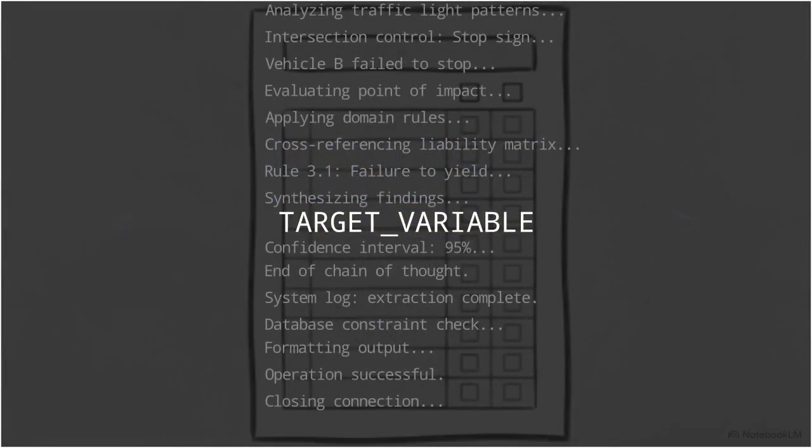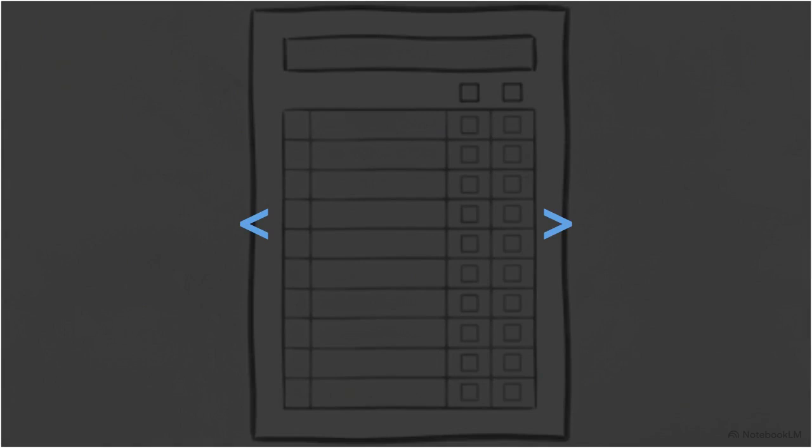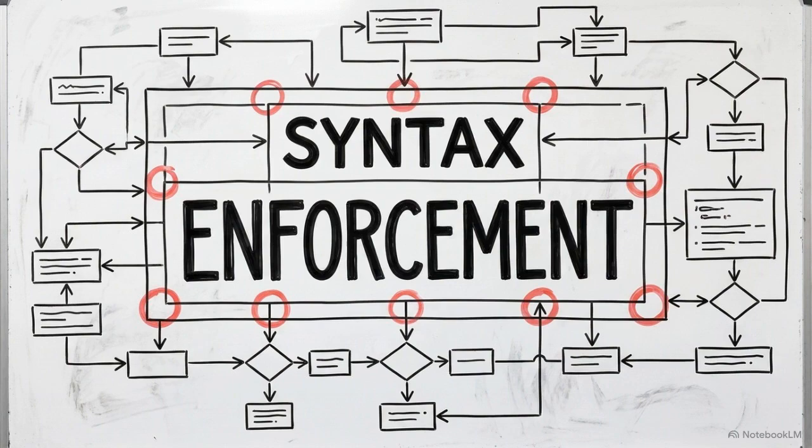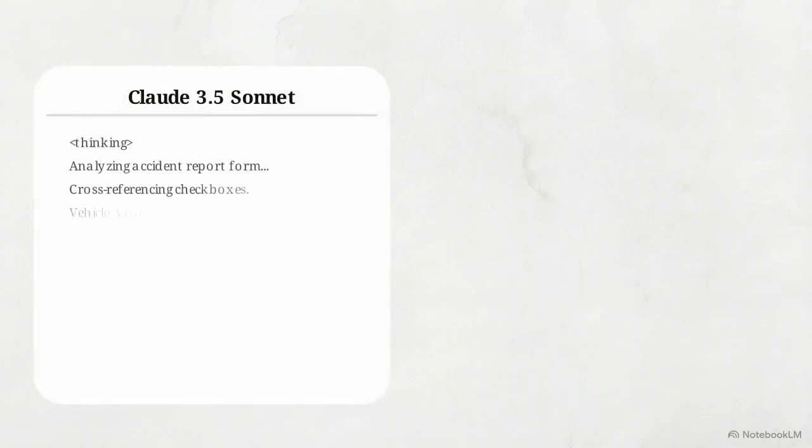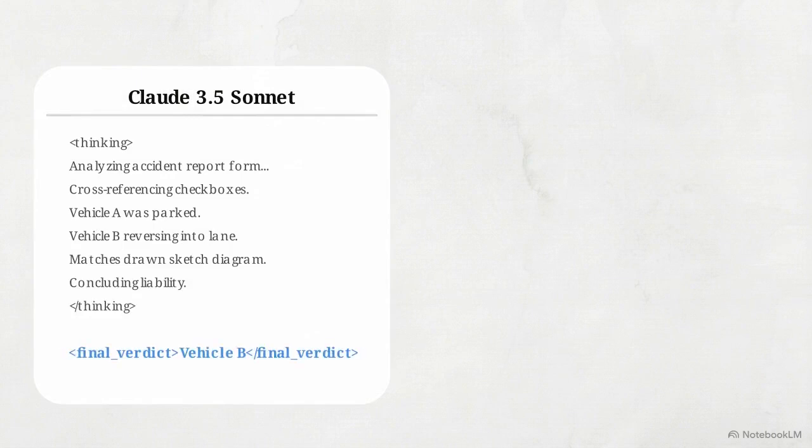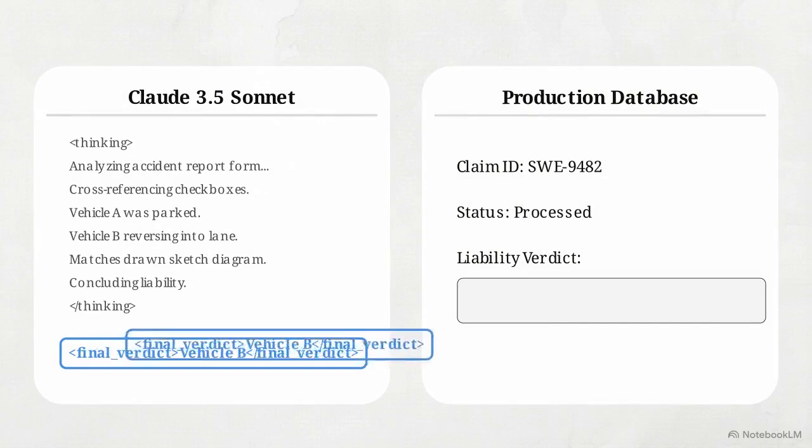Pause the video here. Based on our use of XML so far, how would you constrain the prompt so that only the final verdict is isolated for extraction? The solution is an output formatting constraint. By commanding the model to wrap its final decision exclusively within a designated XML tag, we can programmatically separate the final answer from the model's internal reasoning.